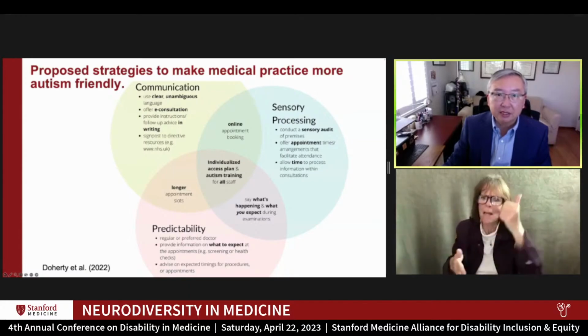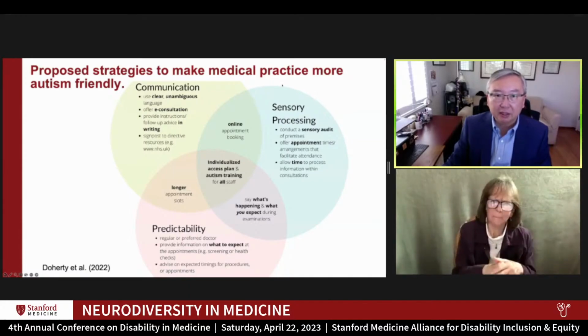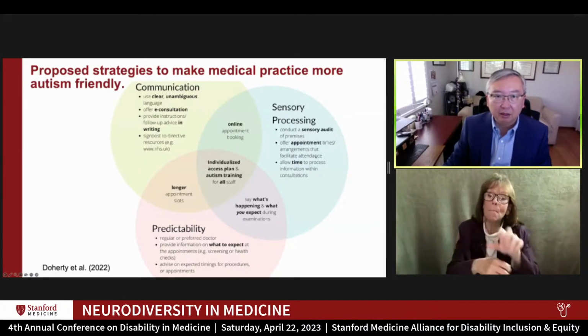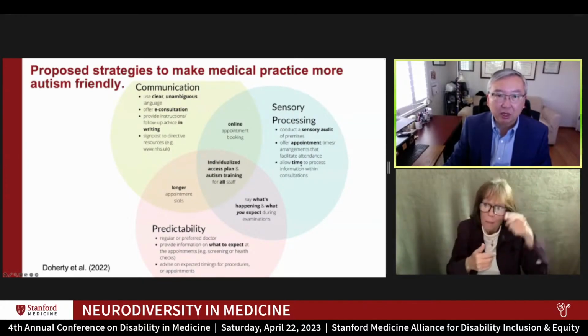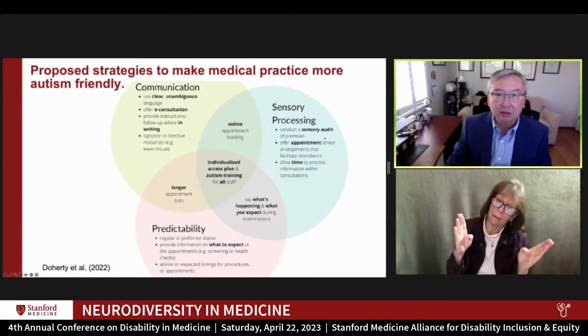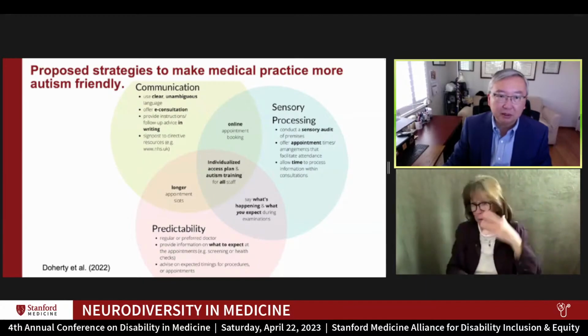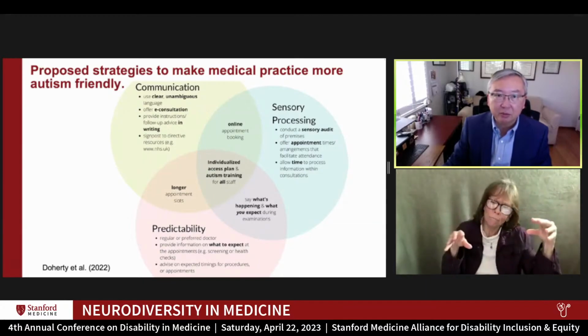And in terms of the sensory modality, thinking about sensory audits, thinking about appointment times that can be facilitating the attendance, and also allowing time to process information. And if someone is on the autism spectrum that is sensitive to fluorescent light, a simple thing could be that you really dim the light. But the first thing is you have to ask the patient.